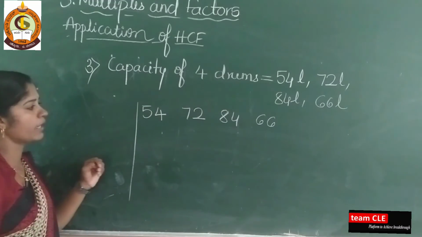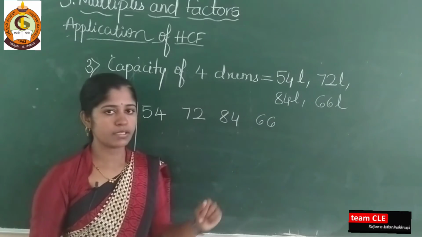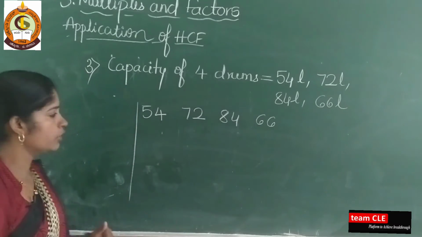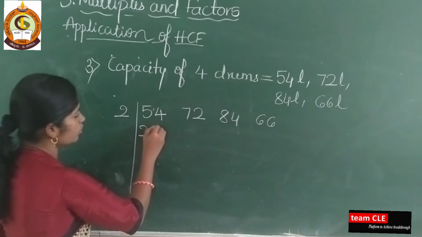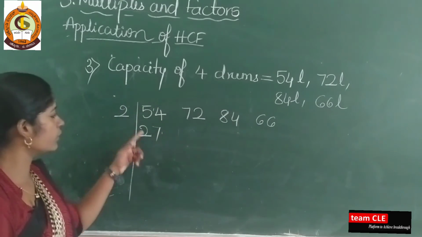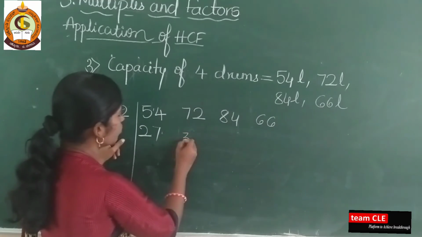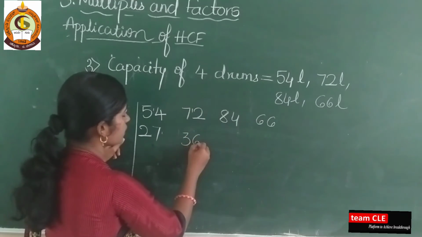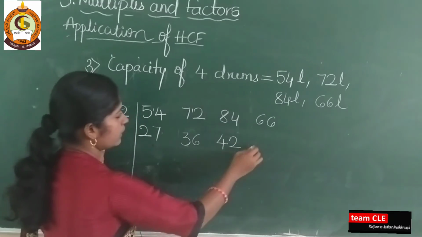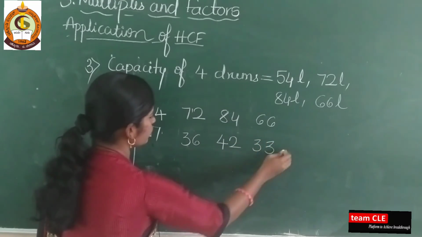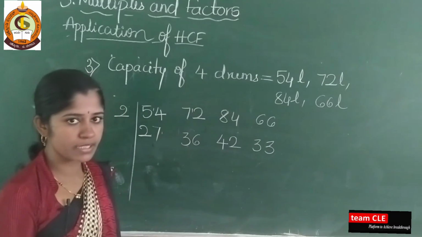Dear students, just see the ones place of the numbers: 4, 2, 4, 6, which means the numbers are divisible by 2. So take 2, 2 2s are 4, and 1 remains, 2 7s are 14. Again, 2 3s are 6, and 1 remains, 2 6s are 18. 2 4s are 8, 2 2s are 4. Next 2 3s are 6. Okay, here 27, 36, 42 and 33 are there.